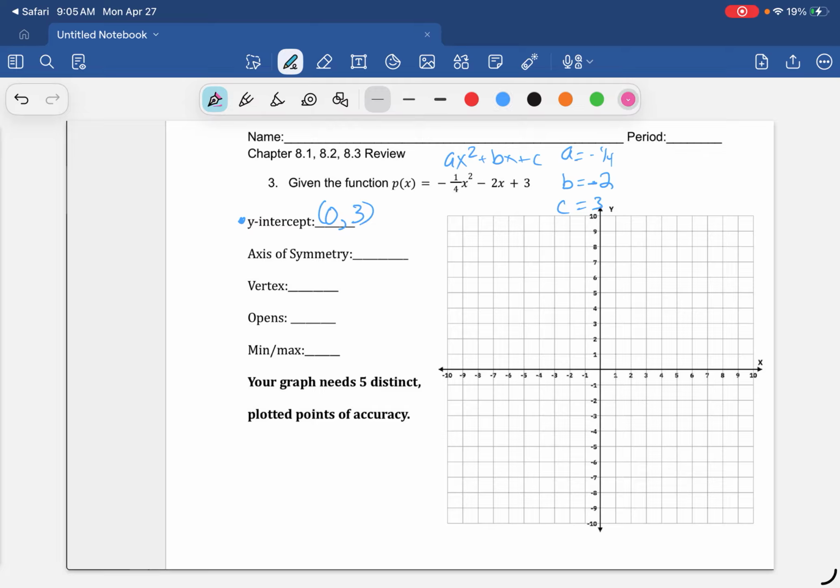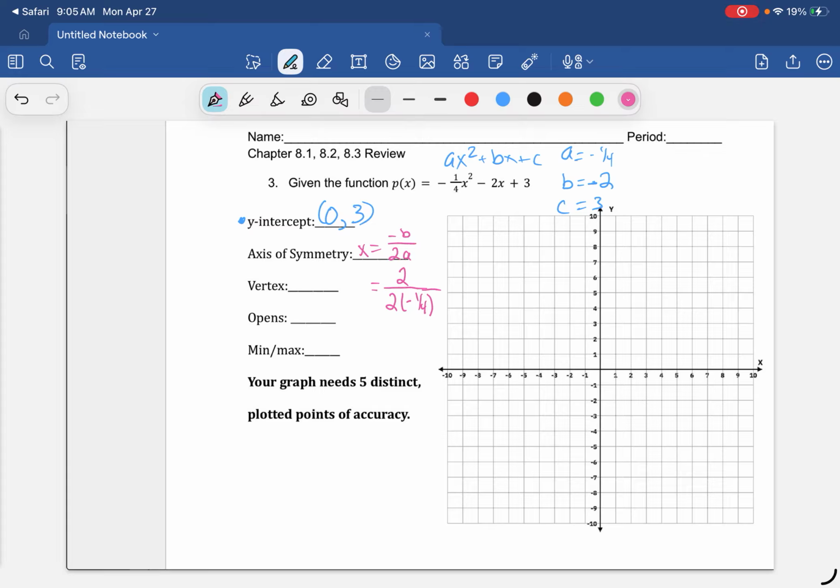Okay, next, the axis of symmetry. The equation for this is the opposite of b divided by 2a. So what this is going to look like, it is the opposite of b. My b is -2. The opposite of -2 is 2 divided by 2 times -1/4.